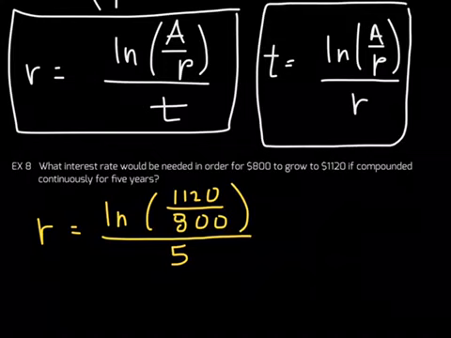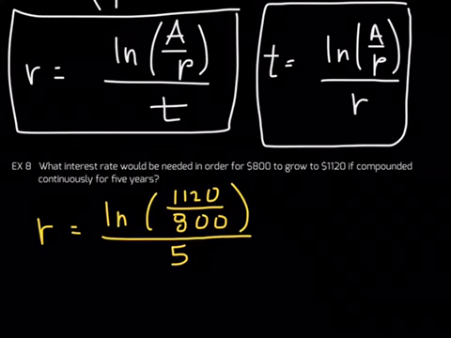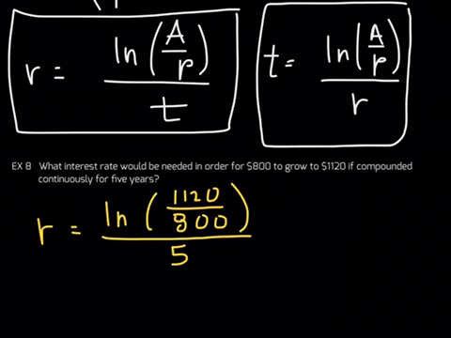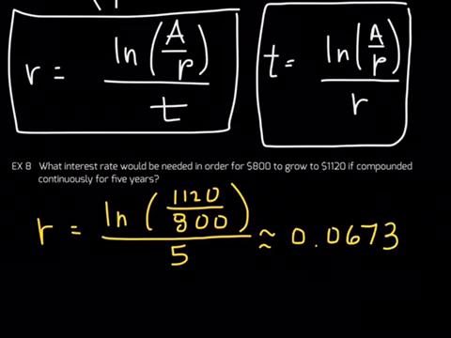Cool. I plugged everything in. I plugged in our A value, 1120, and the principal amount, 800, and I'm dividing by 5 for 5 years. All right, let's figure out what this is. Plug all of this into your calculator. Just do the natural log of this fraction here, and then press equals maybe, and then divide it by 5. I say maybe just because a lot of our calculators are different. All right, so let's see what rate this is giving us. When we plug all of this in, this is about 0.0673. Do you agree with that?